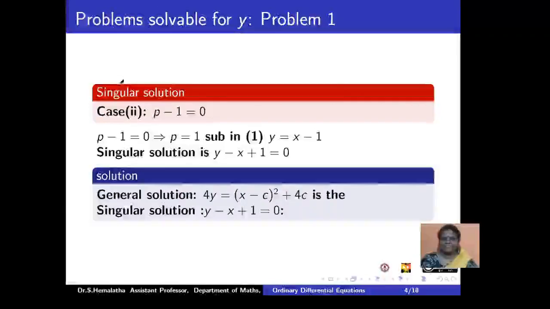Suppose you go for the singular solution, take the second factor, p minus 1. Then p is 1. Substituting again in the given equation, we get the singular solution of the problem.